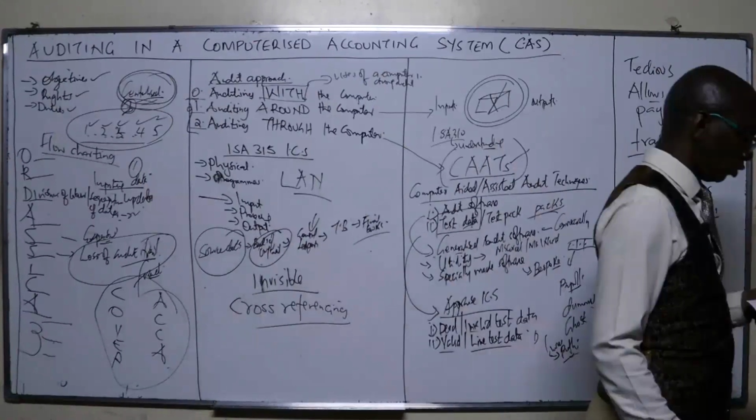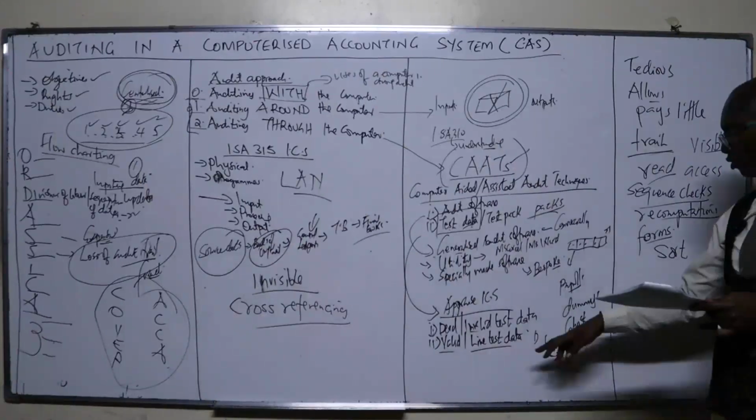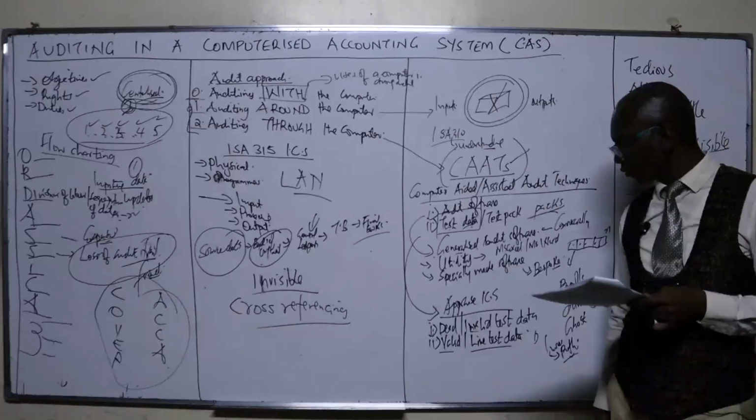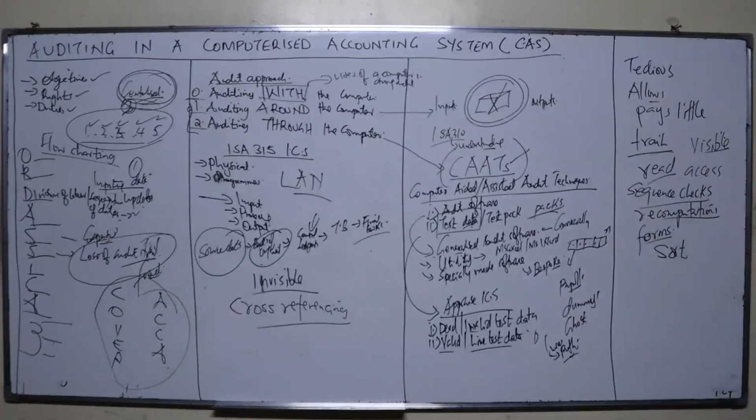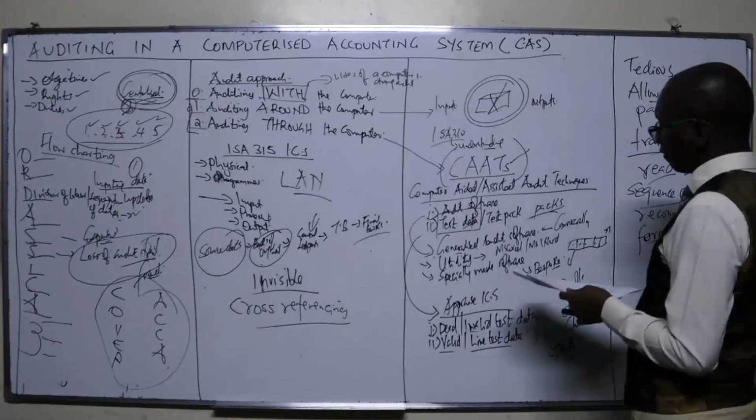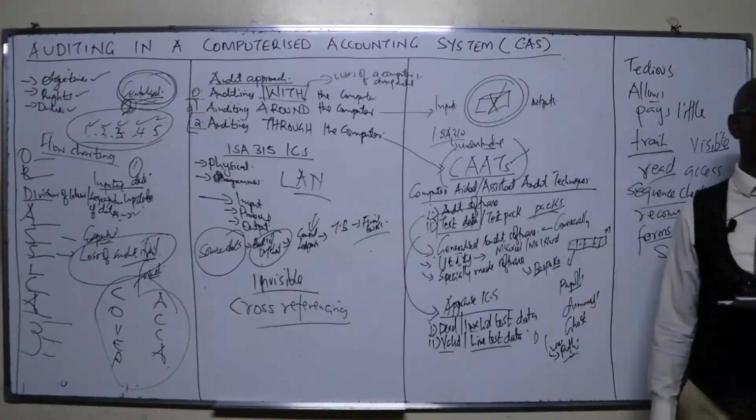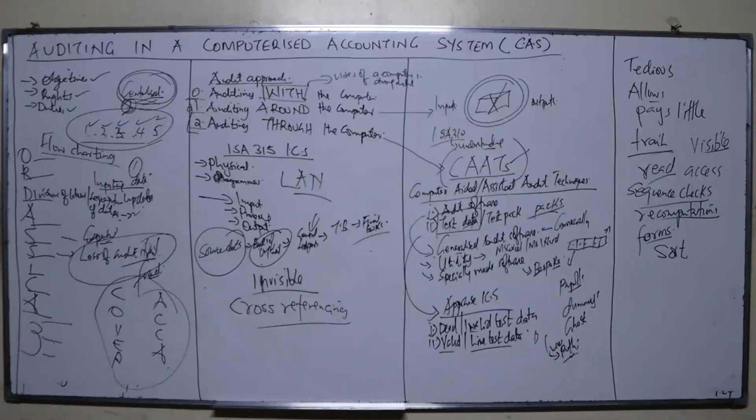The auditor can use the following types of test data. Number one, dead or invalid test data. Then number two, we have live or valid test data. Excellent. Let's analyze dead or invalid test data.